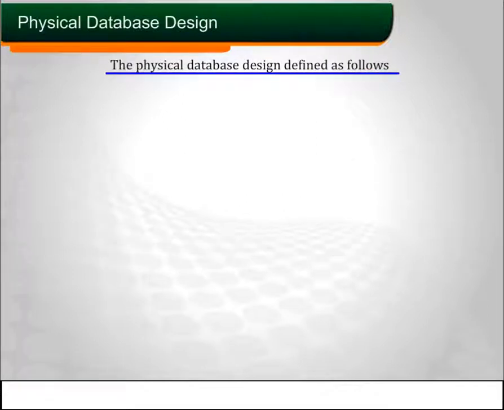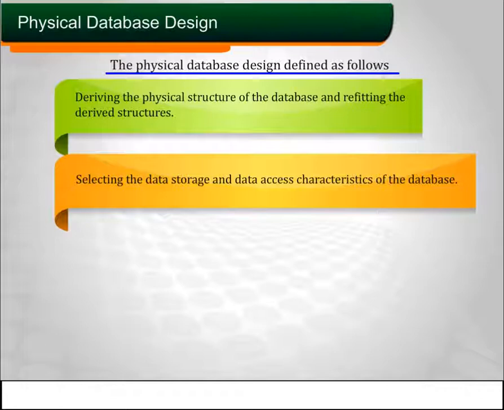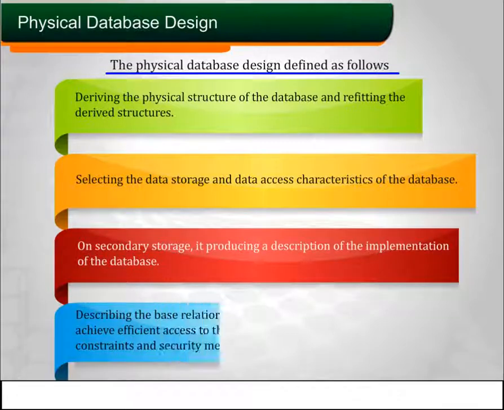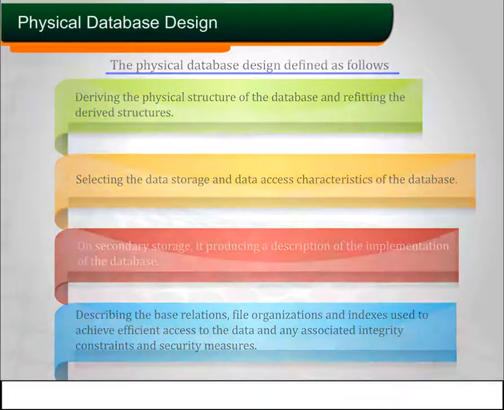Physical database design. The physical database design is defined as follows: deriving the physical structure of the database and refitting the derived structures. Selecting the data storage and data access characteristics of the database. On secondary storage, it produces a description of the implementation of the database. Describing the base relations, file organizations, and indexes used to achieve efficient access to the data and any associated integrity constraints and security measures.